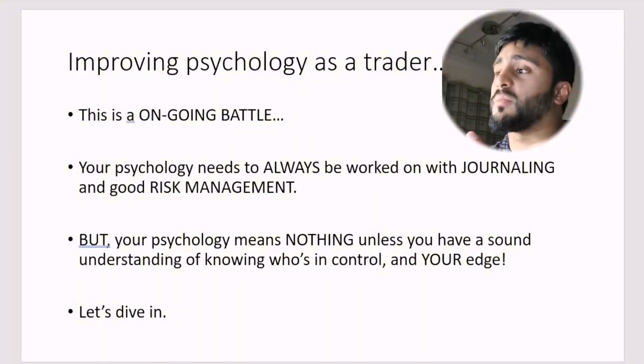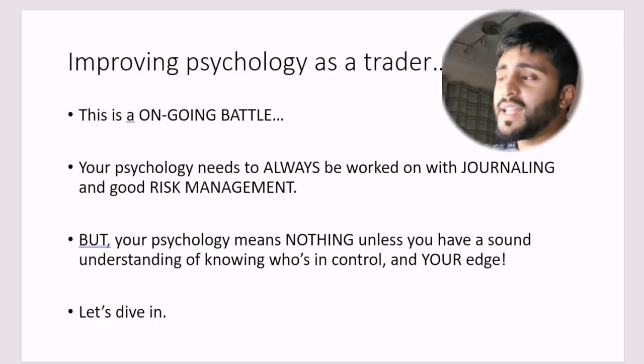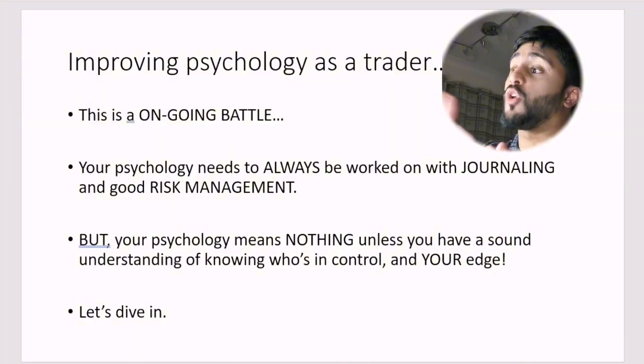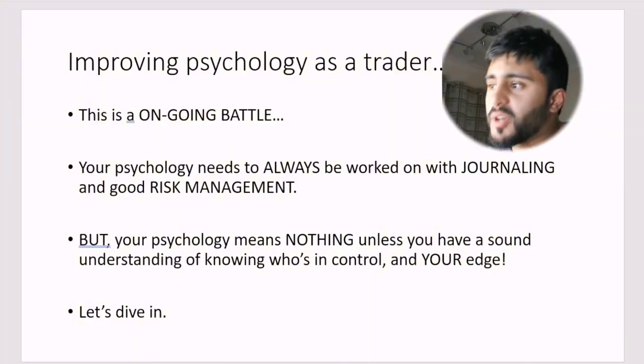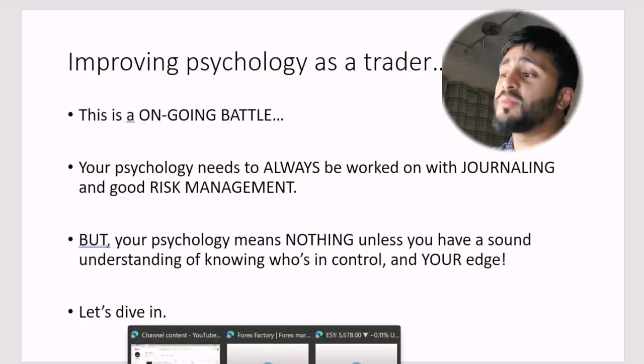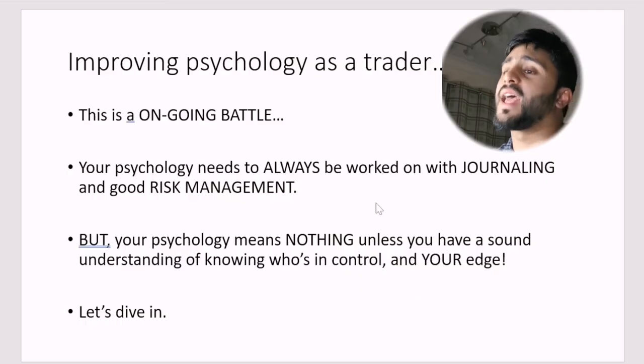And this is where the order flow becomes very important. If you want to improve your psychology as a trader, it's an ongoing battle. Your psychology always needs work. There are two things you can do to improve your psychology over time: journal not only where you go wrong, but where you go right. So you can double down on what's going right and eliminate what's going wrong. Risk management will allow you to stay in the game long enough for your journal to come into fruition. But psychology means nothing if you don't have an edge, and an edge comes from knowing who's in control. So with that being said, let's dive in.